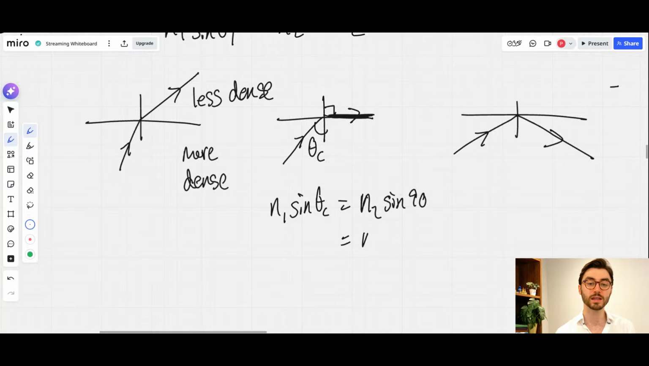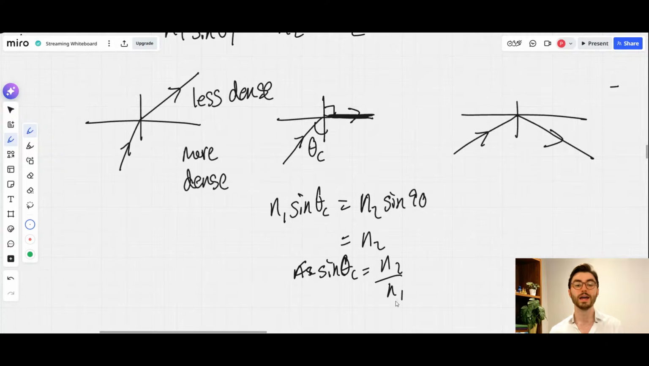Remembering that sine 90 is 1, that just becomes N2. So sine of the critical angle is just N2 over N1. Now, the version you used at GCSE was that it was 1 over N because you were assuming it goes into air, but you now no longer need to make that assumption. So that covers total internal reflection.